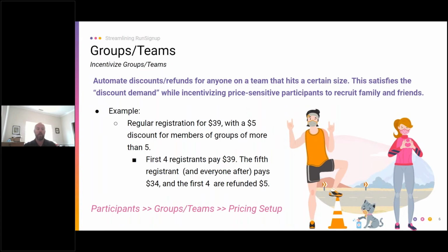So the example here is regular registration for $39 with $5 discount for members of a group of 5 or more. So the first 4 people. Now, this is something that you need to understand. The first 4 people are going to pay $39. When that 5th person registers, everyone after pays $34. And at that point, the first 4 are refunded the $5.